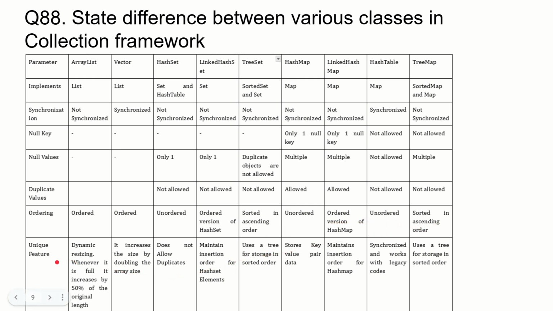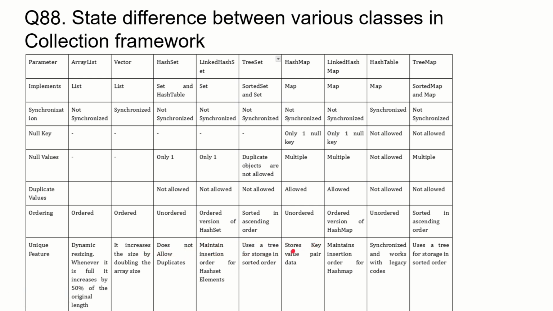Unique feature. Array list dynamically resizes whenever it is full and increases by 50% of its original capacity. Vector increases the size by doubling the array. Hash set does not allow duplicates. Linked hash set maintains the insertion order. Tree set uses a tree for storage in sorted order.